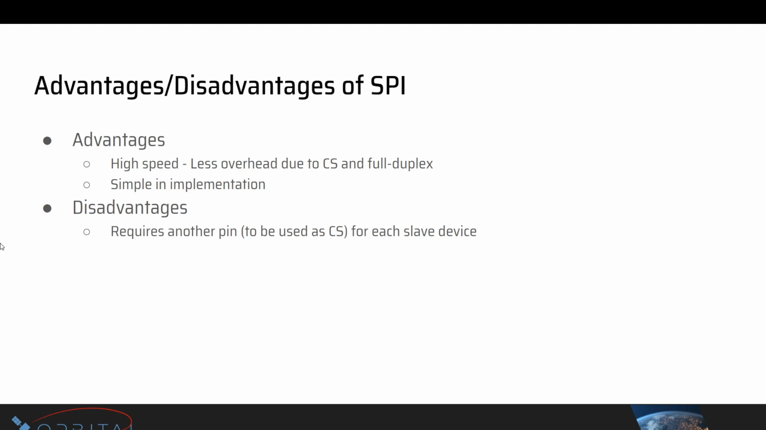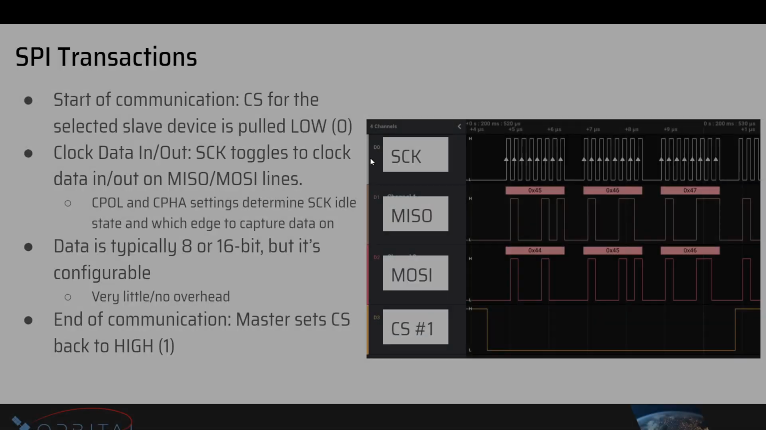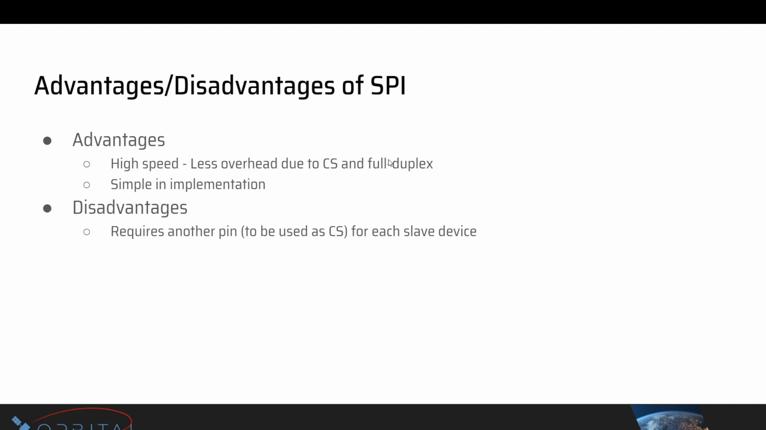And advantages and disadvantages. SPI is really high speed, since there's less overhead due to chip select and full duplex. You're usually able to get good speeds. I think SPI can do up to 1 megahertz, 25 megahertz. Well, I think that's the fast SPI, right? Not sure. It's really fast. It's faster than UART and I2C. And it's very simple in implementation.